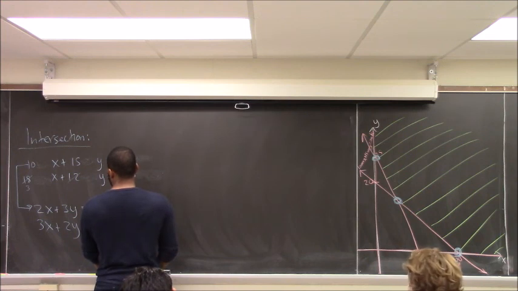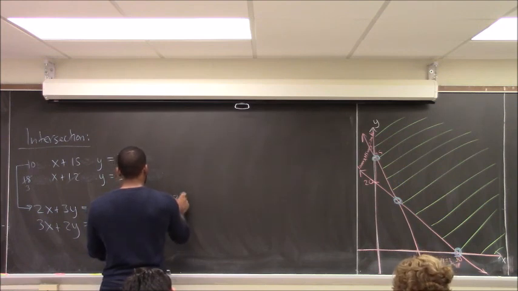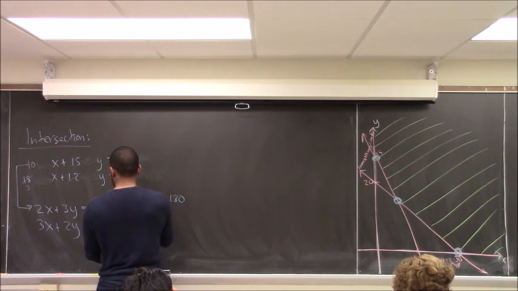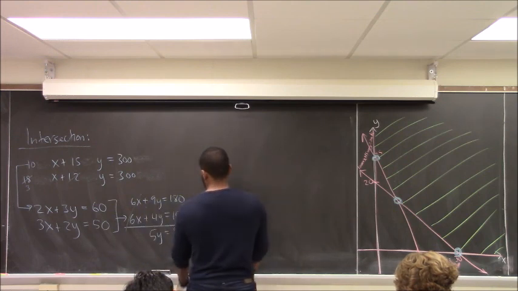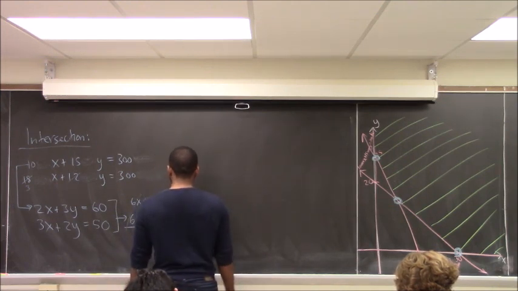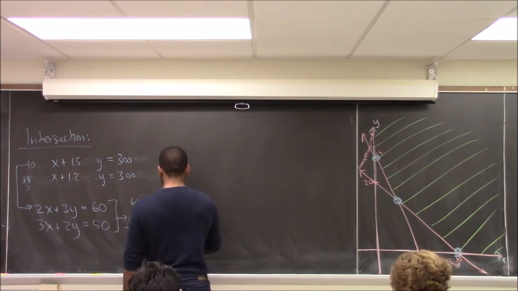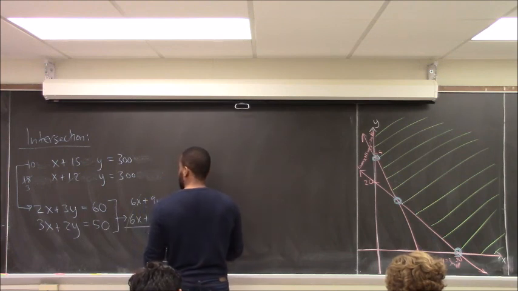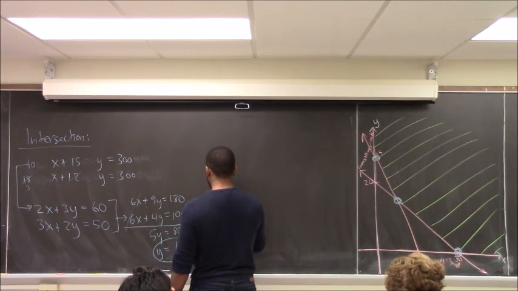What I can do is multiply this by 3 and this one by 2. Okay, the top one minus the bottom one, I would get 5y equals 80. So my y would be 80 over 5, which is 16. And my x would be 11.3.